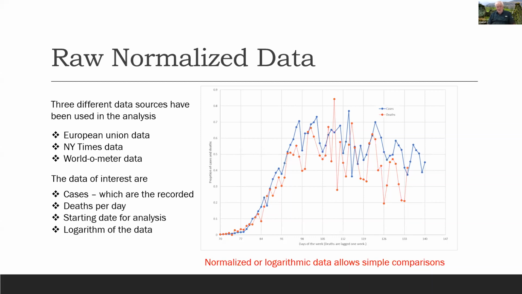I used the New York Times data because they collected data for the states, and I also used the Worldometer data because that was really quick and easy to get to, and they update it all the time. So I'm interested in the cases which are recorded, the deaths per day, and then particularly with the deaths, as soon as you've got this number of deaths, you're really going to start taking the logarithm of them straight away, and you're really using log data.